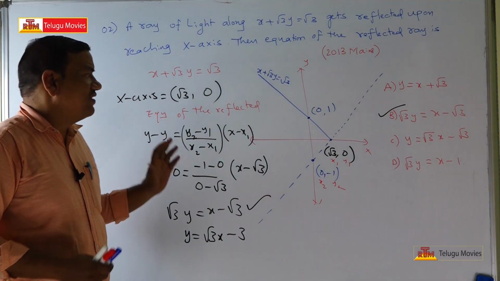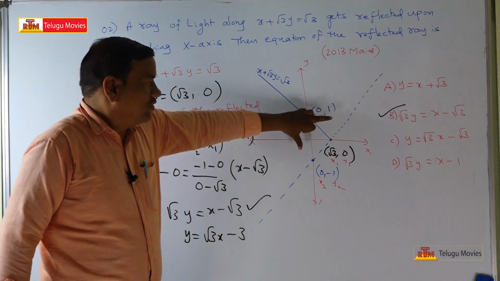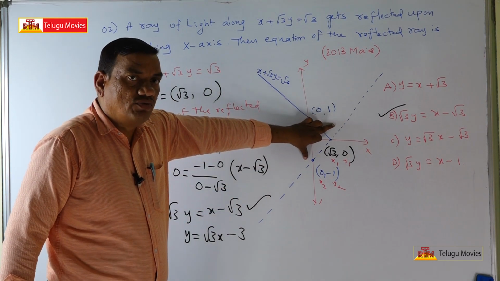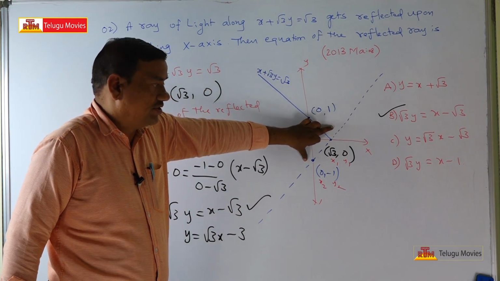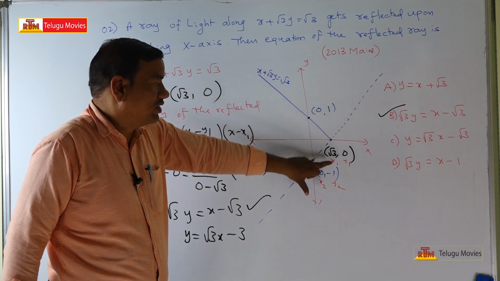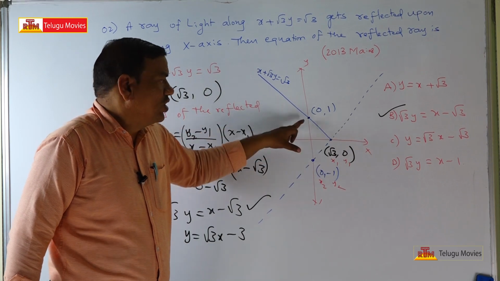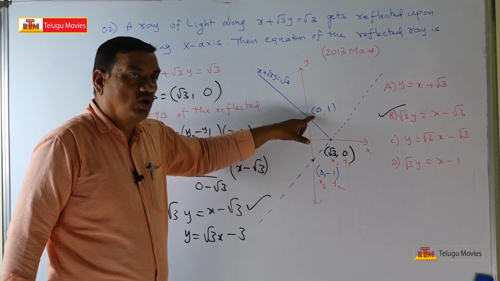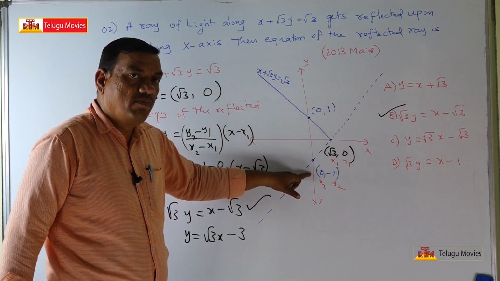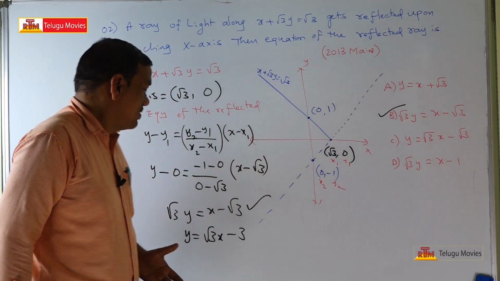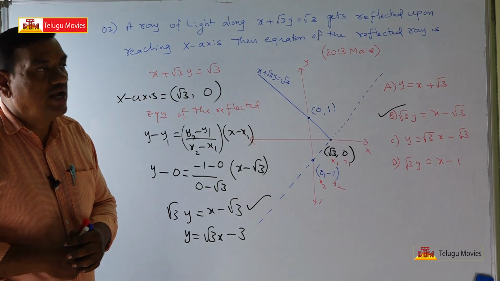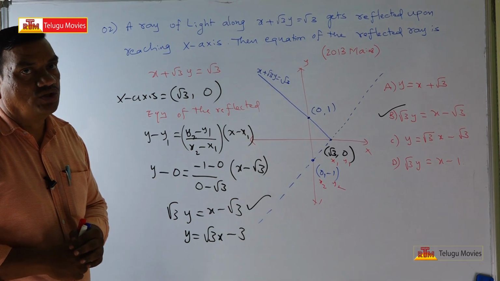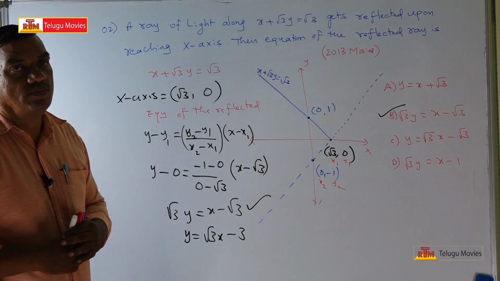Okay, now, the concept is very easy. We have to find two points through which the line passes. One point is clear, root 3 comma 0. If you get this idea, the other points will be 0 comma 1, or 0 comma minus 1. Using the two-point form, if you observe that, the answer will come. I hope that you understand this solution. So let us go for the next problem.